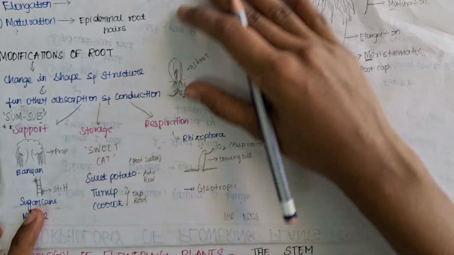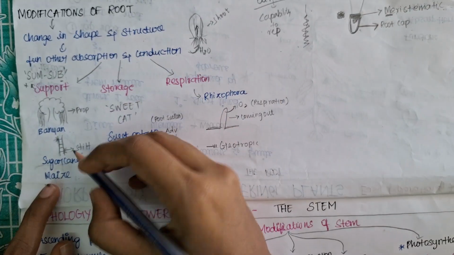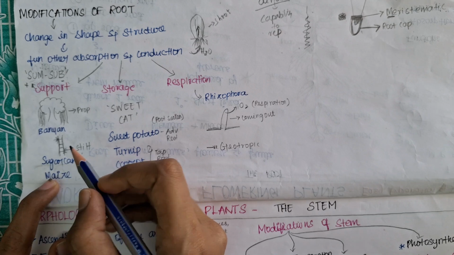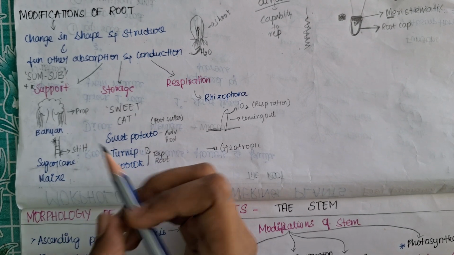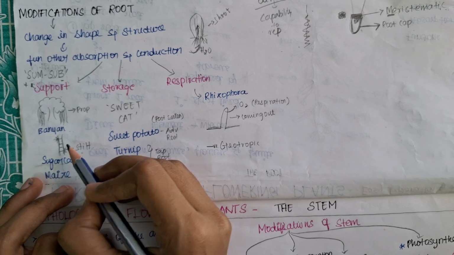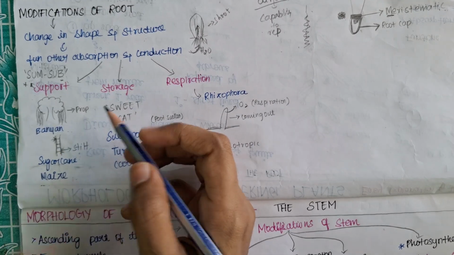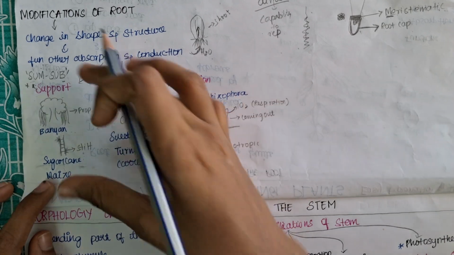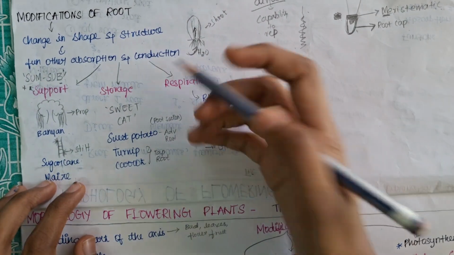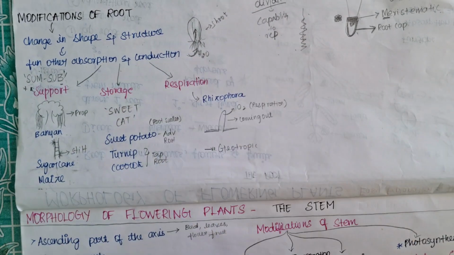Now we are talking about this sugarcane. In sugarcane, these stilt roots are usually seen in which part? This is seen in your lower nodes. Lower nodes means the lower parts of the sugarcane, where you will be able to see these roots. Then your example is made. So these are your supporting roots. Now we will talk about storage.